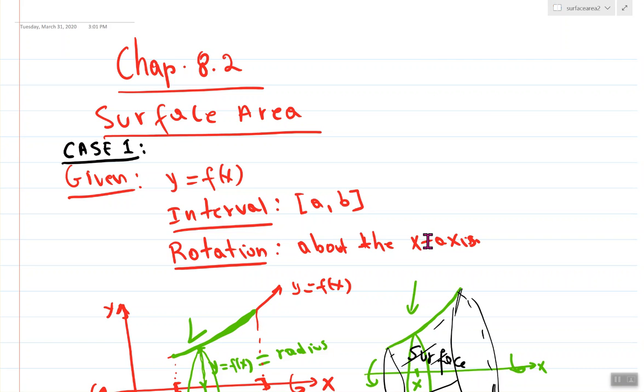Hello. So this is chapter 8, section 2, the surface area. In our early videos, we discussed surface area case 1. So today we're going to go to case 2.